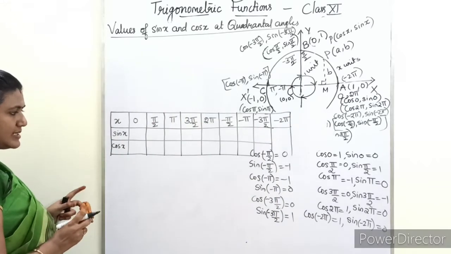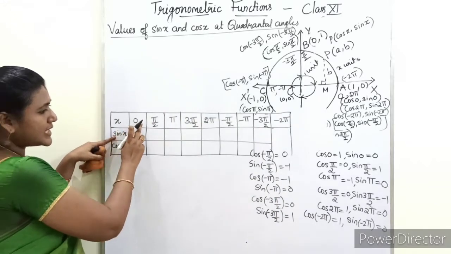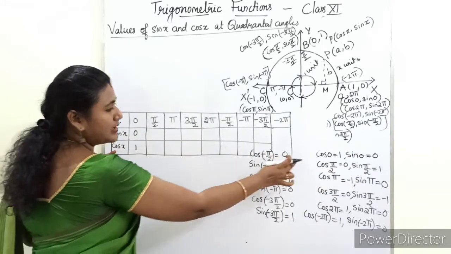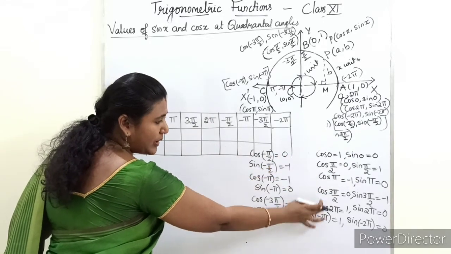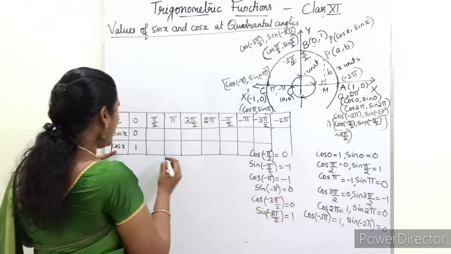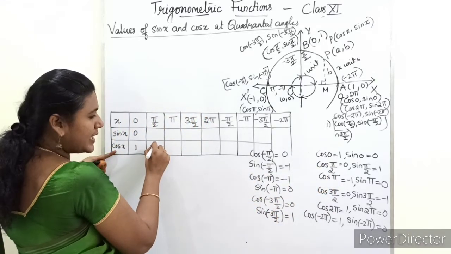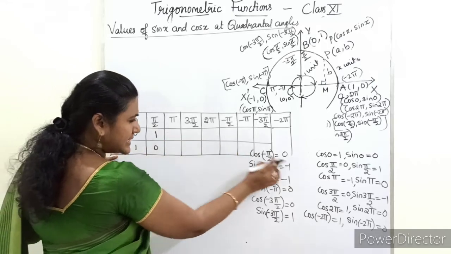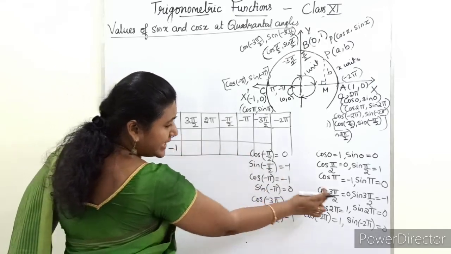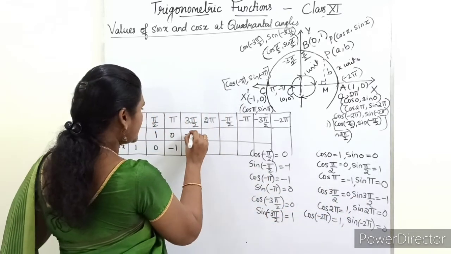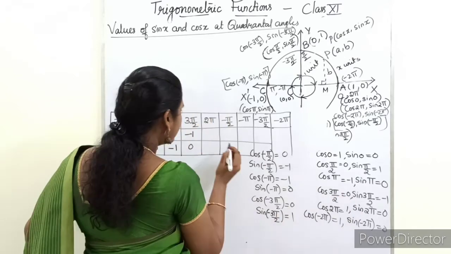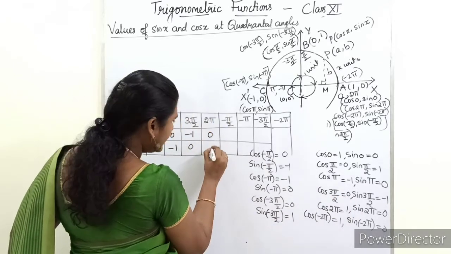Now we will listen here. Sine 0. What is sine 0? 0. Cos 0 is 1. We are marking all these values in tabular form. So cos pi by 2 is 0 and sine pi by 2 is 1. Sine pi is 0, cos pi is minus 1. Sine 3 pi by 2 is minus 1, cos 3 pi by 2 is 0. Sine 2 pi is 0 and cos 2 pi is 1.